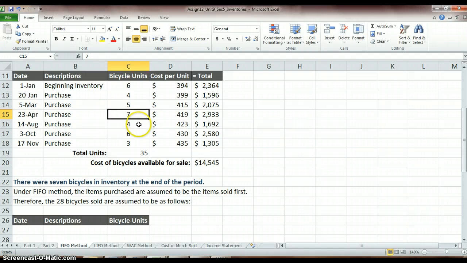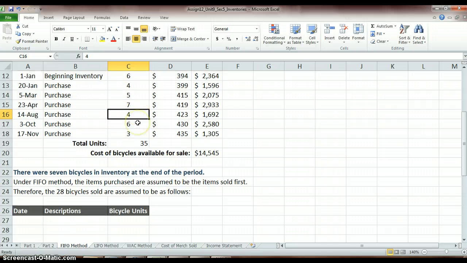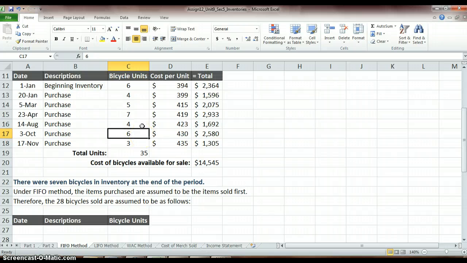So that took up the amount that we purchased in August. That puts us at 26. So we need 2 more bikes. That means we're going to take 2 more bikes out of October 3rd here. So I can copy. I know that I sold bikes from all of these different purchases.